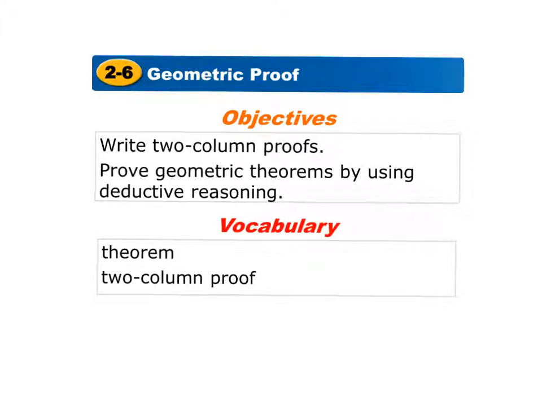All right, today we're going to be going over 2.6, which is geometric proofs. On Friday, we did 2.5, which was algebraic proofs. So this is along the same lines. It's just more with geometry. So the objective is to write two-column proofs and to prove geometric theorems by using deductive reasoning. The vocab is theorem and two-column proof.